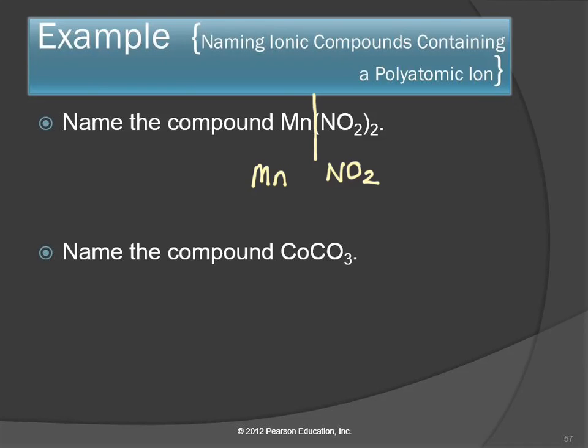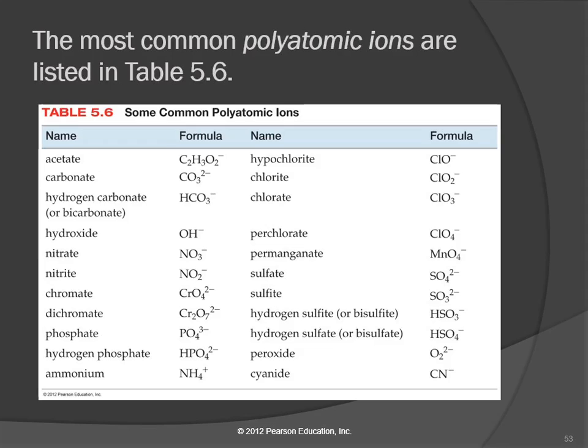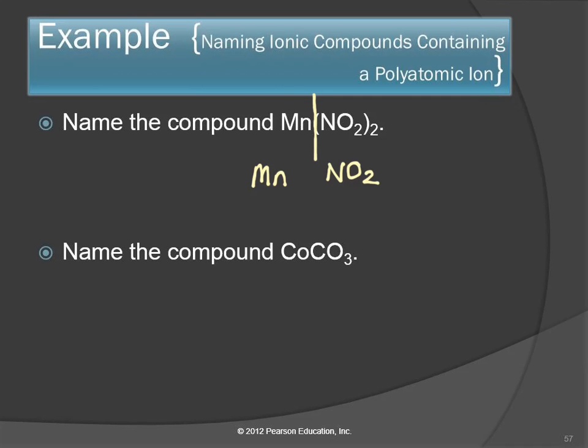This guy, what's his name? Well, you haven't memorized those yet. So how do you figure it out? You go look at the chart. Go look at the table. There's the table. We're looking for NO2. So we find it right here. NO2, it has a -1 charge, and its name is nitrite. We need that charge. So this is -1.